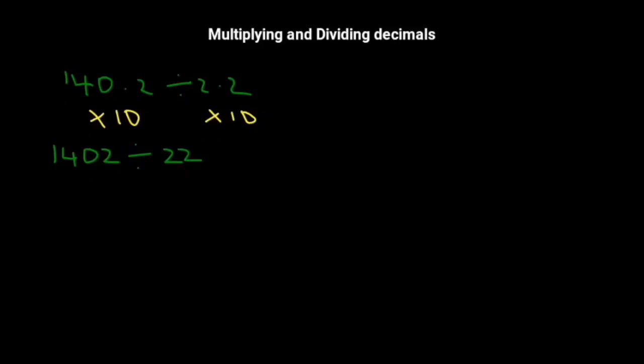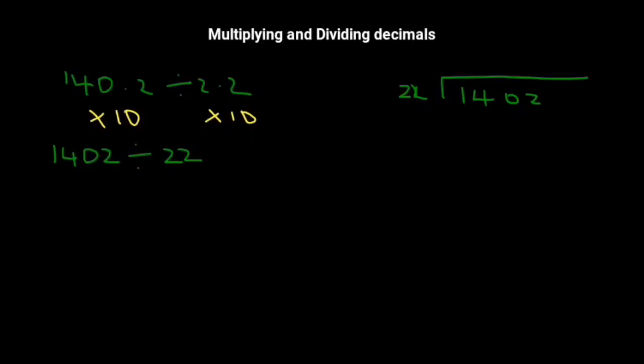We're now going to solve this using the bus stop method, which I'm pretty sure we're all aware of, or no. So we have our 22 outside, and that is divided into 1,402. So the first thing we need to do is divide our 22 into our 1,402.